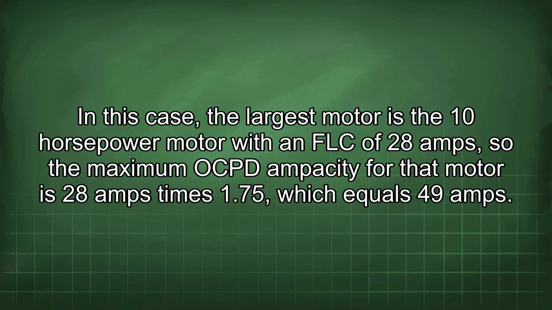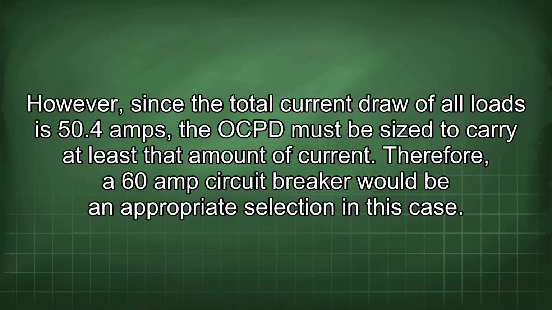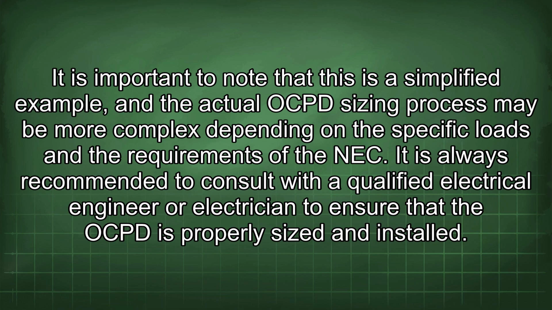In this case, the largest motor is the 10 horsepower motor with an FLC of 28 amps, so the maximum OCPD ampacity for that motor is 28 amps times 1.75, which equals 49 amps. However, since the total current draw of all loads is 50.4 amps, the OCPD must be sized to carry at least that amount of current. Therefore, a 60 amp circuit breaker would be an appropriate selection in this case. It is important to note that this is a simplified example, and the actual OCPD sizing process may be more complex depending on the specific loads and the requirements of the NEC.